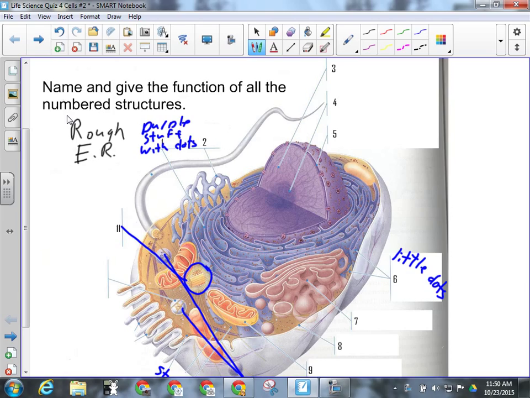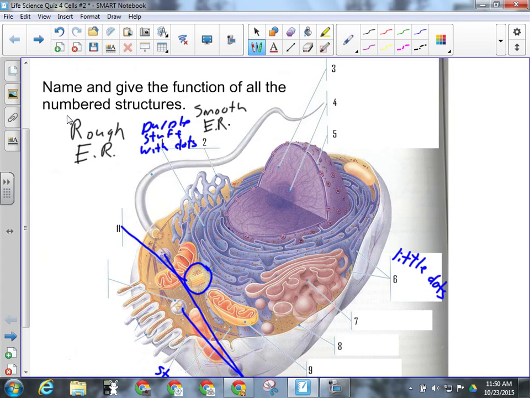For number 2, it's purple stuff without any dots, so it must be smooth ER. I will accept any of the following functions for smooth ER: repairs membranes, makes lipids, makes hormones, detoxifies poisons, breaks down complex carbohydrates. As long as they have one of those, they can have the mark for the function of the smooth ER.